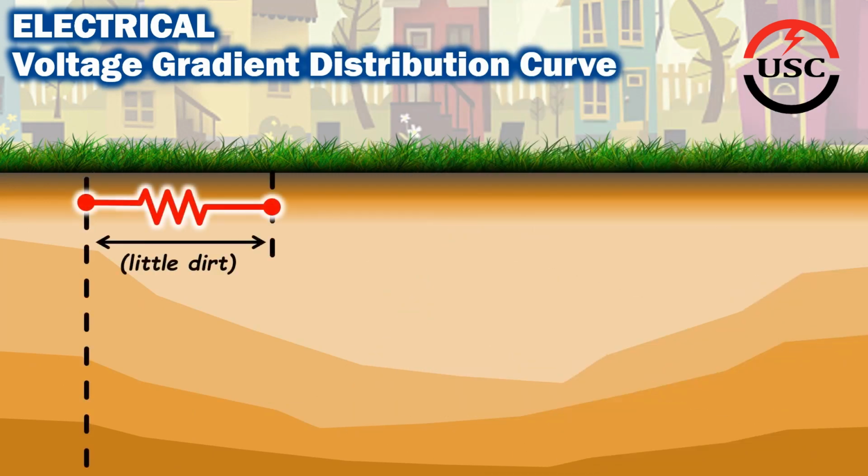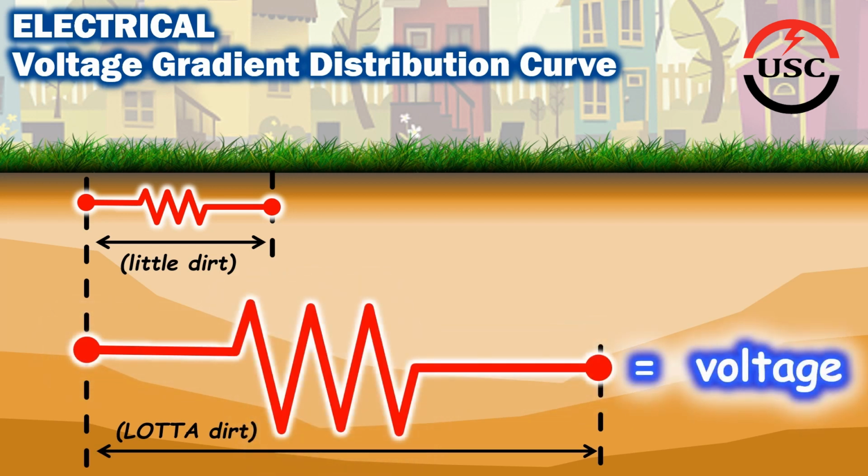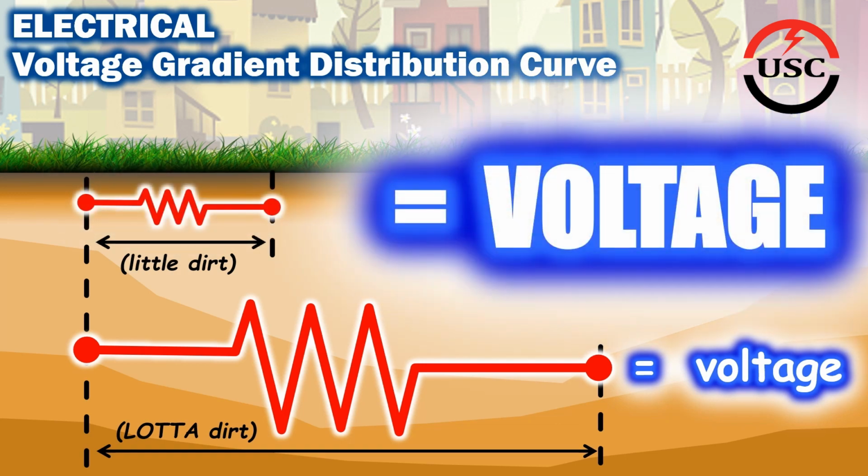So to begin with, dirt has resistance. The less dirt, the less resistance. The more dirt, the more resistance. Now, resistance is inversely proportionate to voltage, so this simply means that where there is more dirt, there is more resistance, which equates to less voltage. And where there is less dirt, there is less resistance, which equates to more voltage.